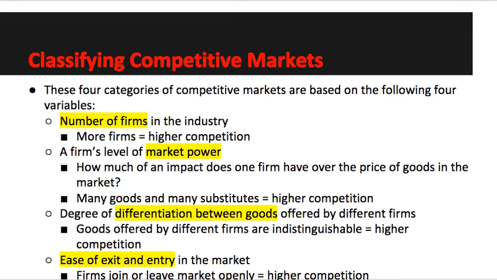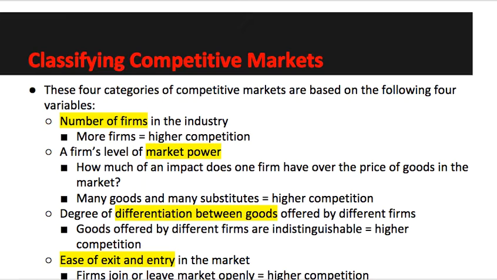We can classify all the different types of marketplaces into four big categories: how many firms are in the industry, how much market power any particular firm has in that industry, the types of goods and the differentiation between the goods in those industries, and how easy it is for firms to leave and join that marketplace.